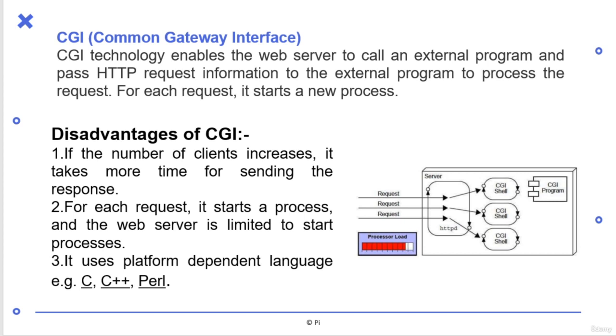So before servlet, CGI technology enabled the web server to call external programs and pass the HTTP request information. We are going to pass it as HTTP. It converts the servlet or Java logic to the HTTP part. But for the external program to process a request, for each request, it starts a new process.